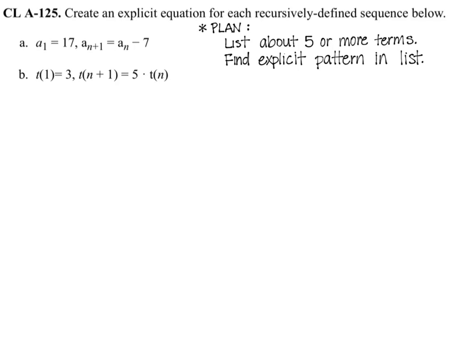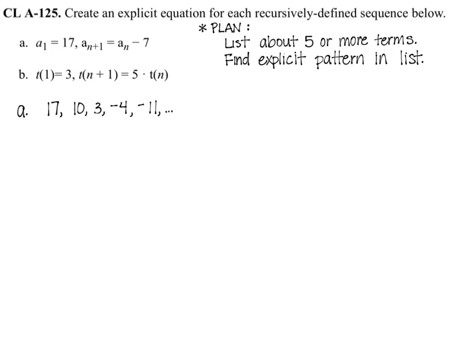Algebra 2, closure problem A-125. To do this, we're going to create explicit equations, and each of these are written in recursive fashion. The plan is to list out 5 or more terms, somewhere between 4 and 5 terms, so that you can see the pattern. And once you can really see the pattern, then we can figure out what type of sequence it is and what formula we would use.